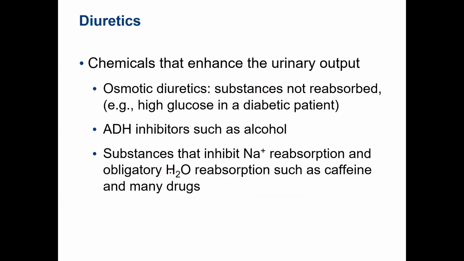A diuretic is something that enhances urinary output. It makes you pee more. There are osmotic diuretics. An osmotic diuretic is just something that's not reabsorbed, like glucose in a diabetic. There are things that inhibit ADH, like alcohol. And then there are things that stop sodium reabsorption. You stop sodium reabsorption, you stop water reabsorption because water follows sodium around. This would be something like caffeine.